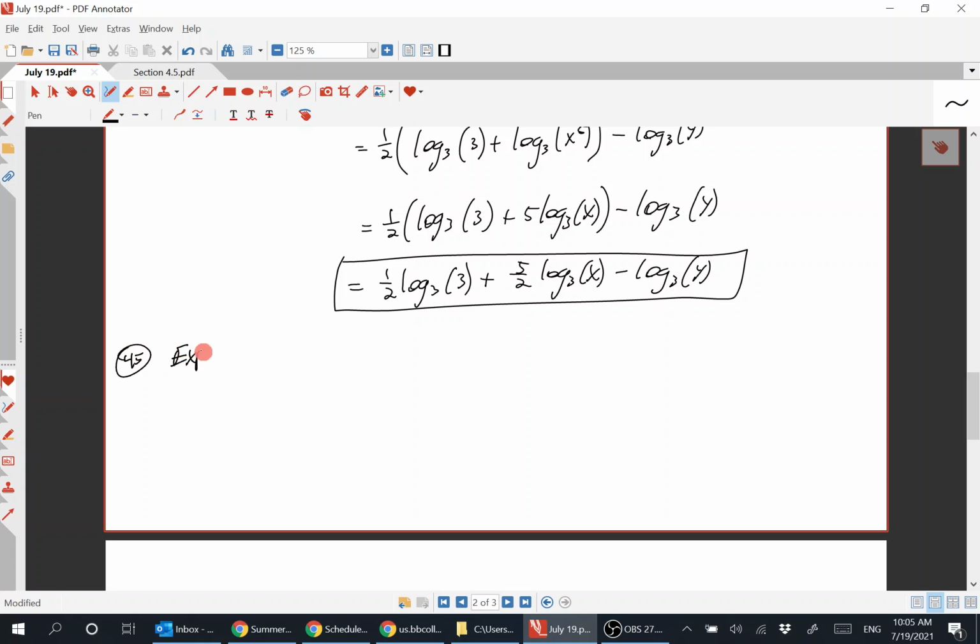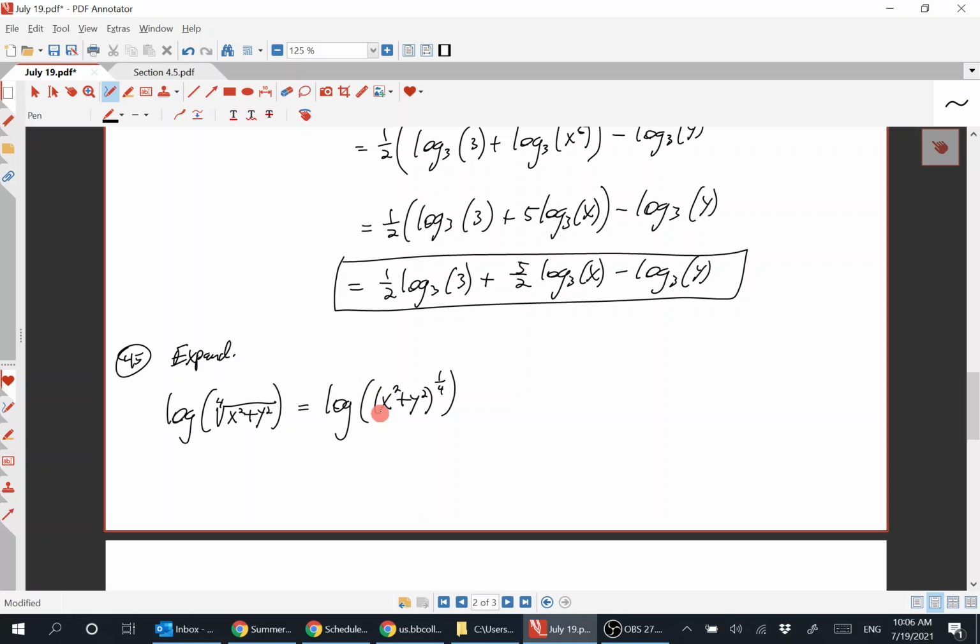So again, expand. So we have the log base, no base, so that means base 10, just log, fourth root of x squared plus y squared. All right, remember a fourth root is the same as a 1/4 exponent.